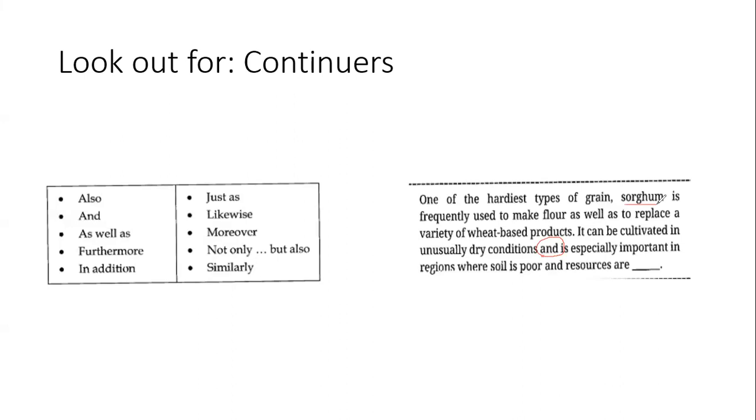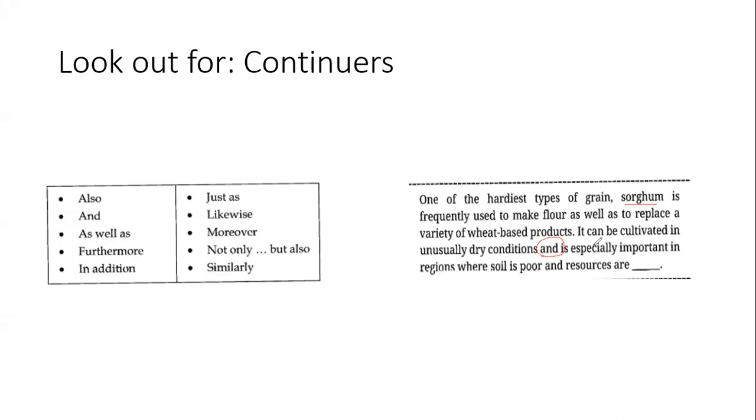So jawar is that small grainy grain, frequently used to make flour. Flour is that powder, like how you make atta, and it is being used to replace wheat-based products like atta, Ashirwad atta and all that. It can be cultivated. So first they're talking about its quality and what it is actually used for, the utility of it, followed by how it is grown, the geographical aspect, where it can be grown. So everything is a description about it.